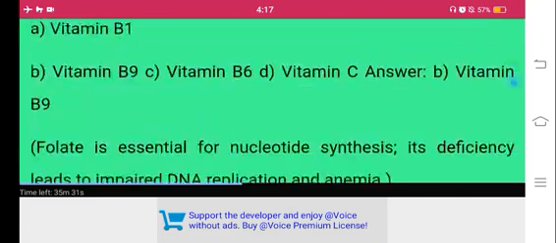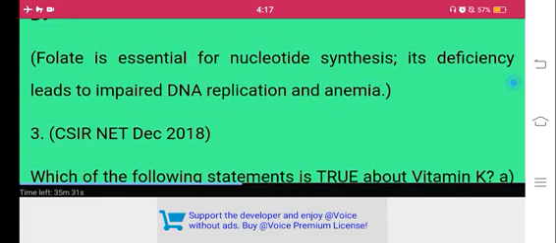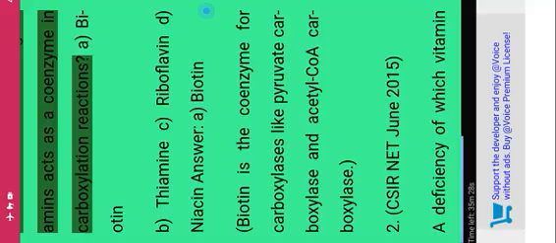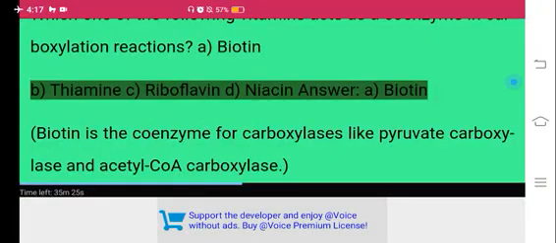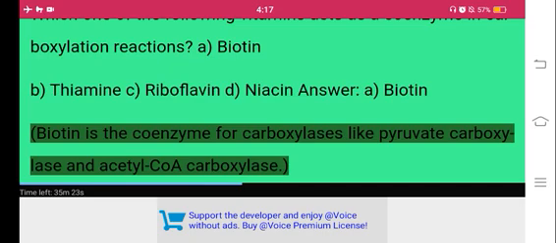Previous year questions, PYQs, with answers. 1. CSIR NET December 2013. Which of the following vitamins acts as a coenzyme in carboxylation reactions? A, biotin. B, thiamine. C, riboflavin. D, niacin. Answer: A, biotin. Biotin is a coenzyme for carboxylases like pyruvate carboxylase and acetyl-CoA carboxylase.